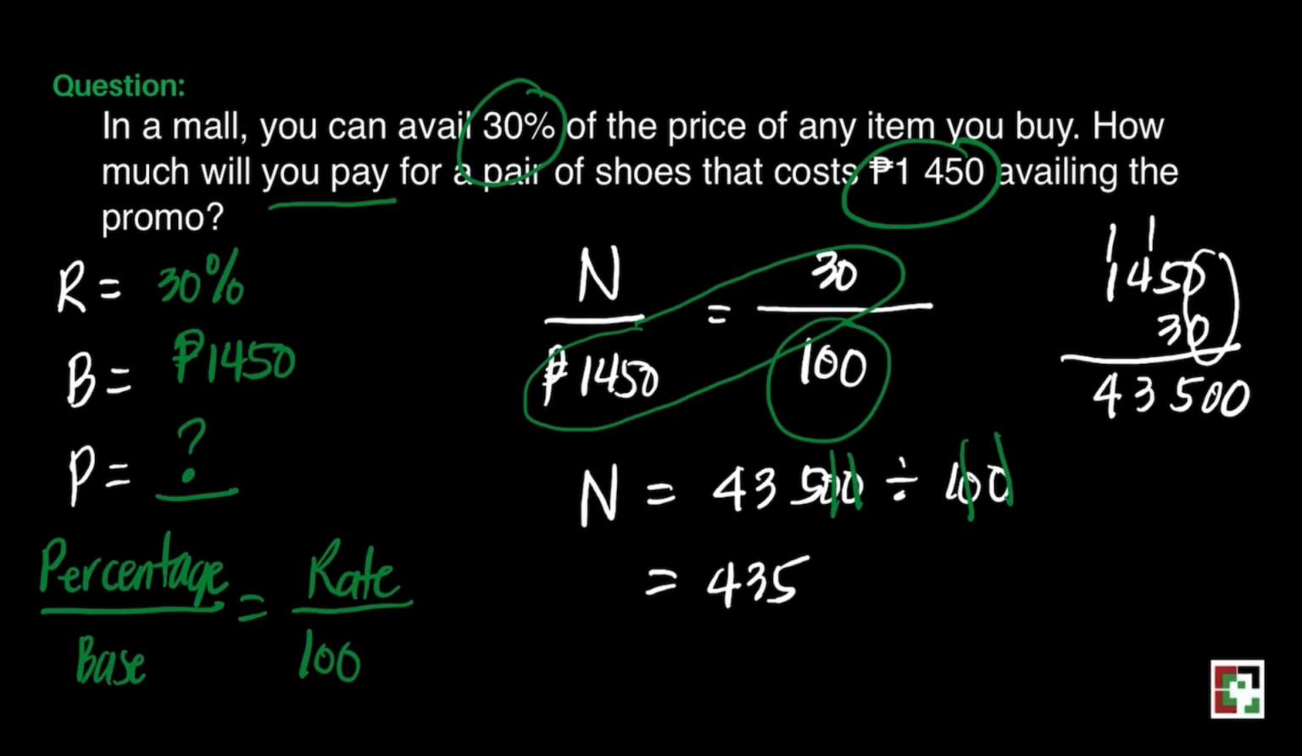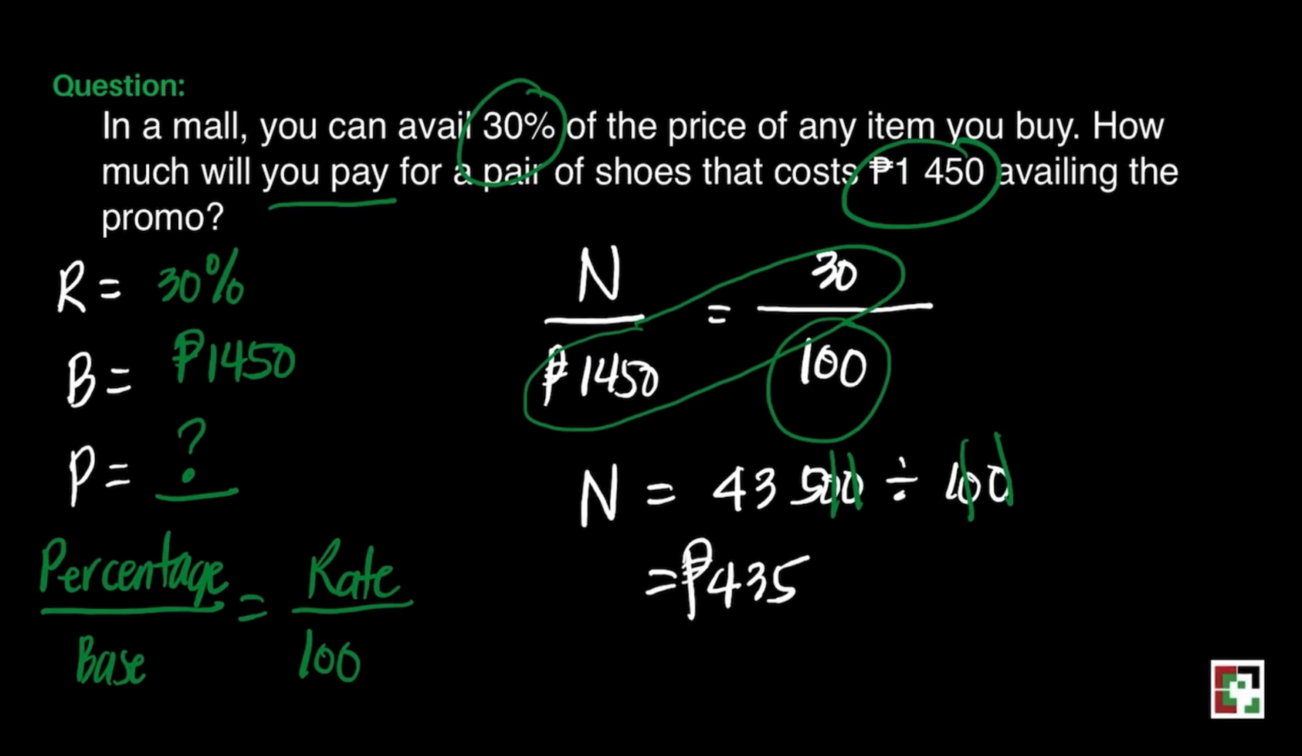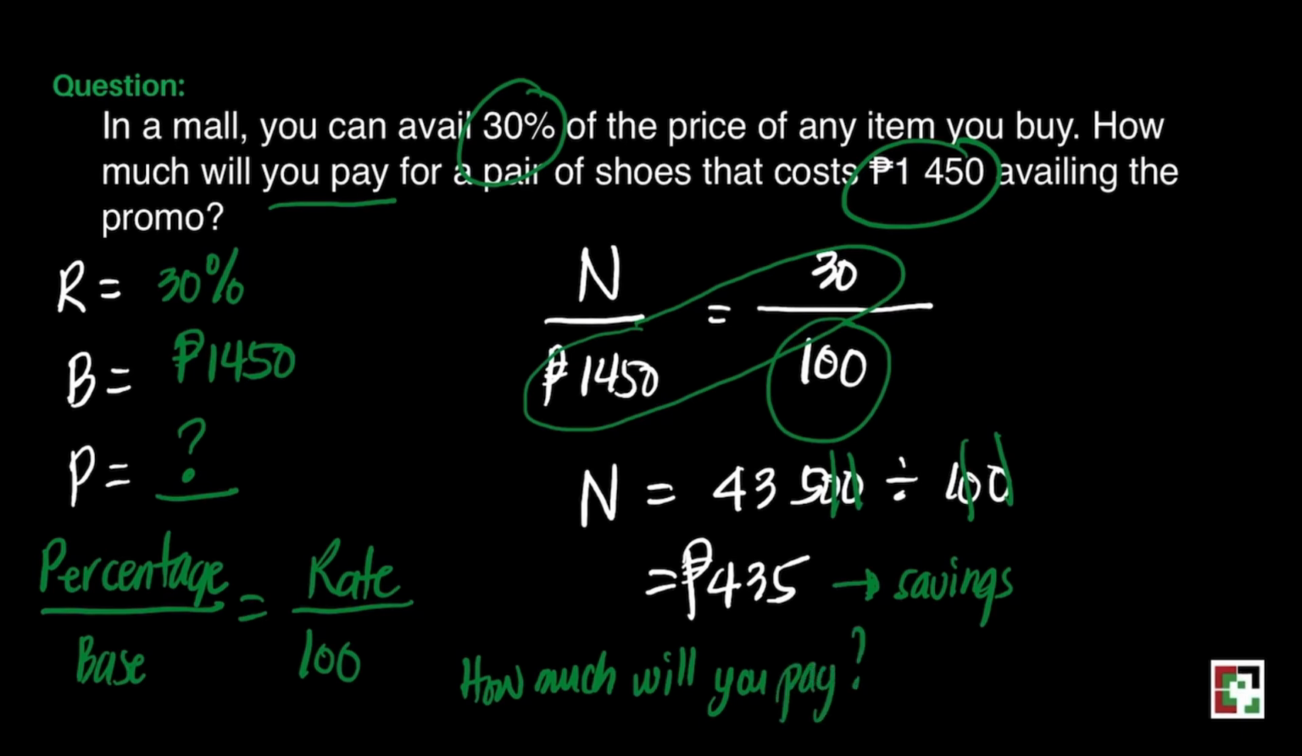435. Remember, this is not yet our final answer because this is just what we saved from availing the promo, which is 30% off the price. So the question now is, how much will we pay? It means this 435 is already our savings. We can just subtract this one from the original price, which is the 1,450 pesos.